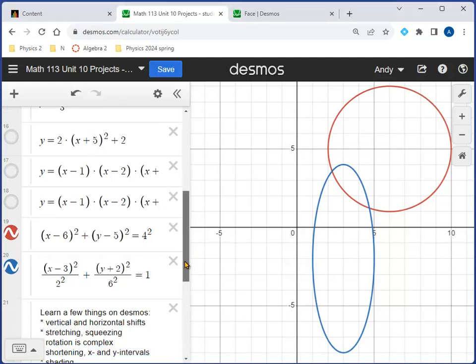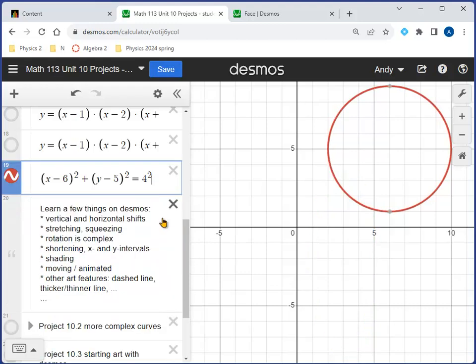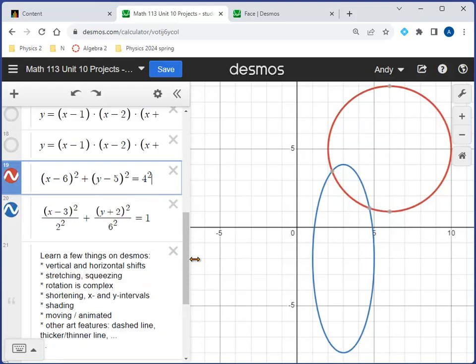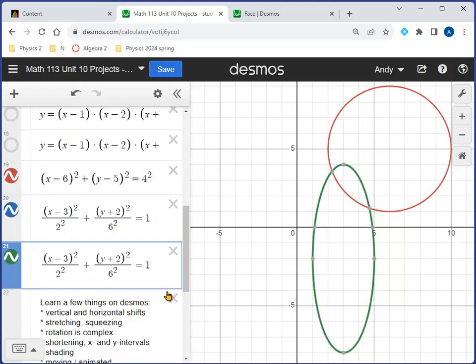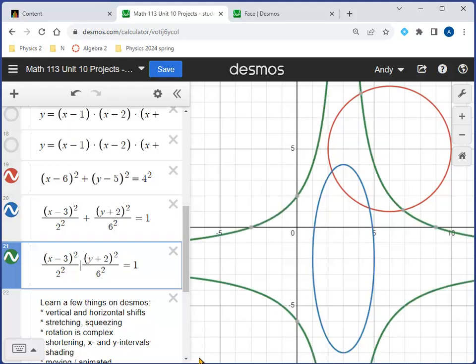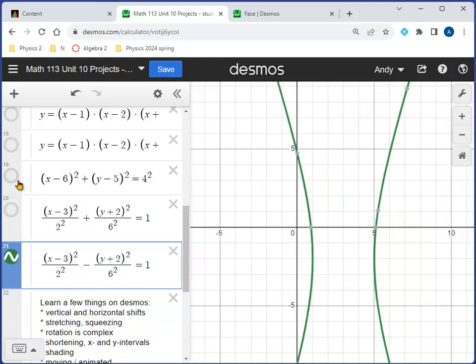All right, next one is the hyperbola. Ooh, I accidentally deleted that. Didn't mean to do that. There we go. Hit enter. And so I copied it and I pasted it again. So obviously it's the same ellipse. And here is the way to the hyperbola. All that happens is turn that plus into a minus. And when I turn this one off here, there's that hyperbola.